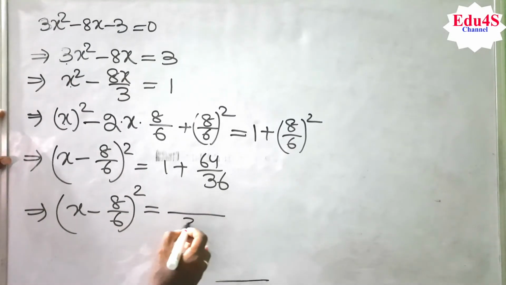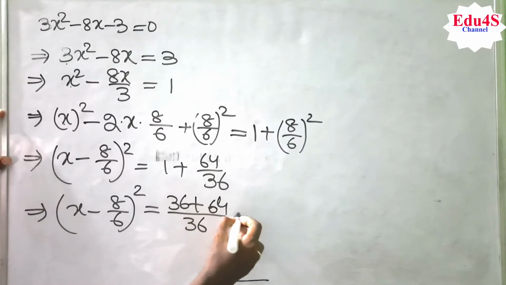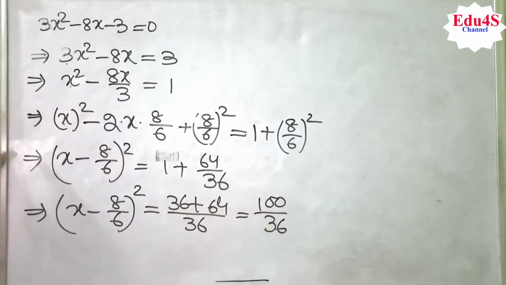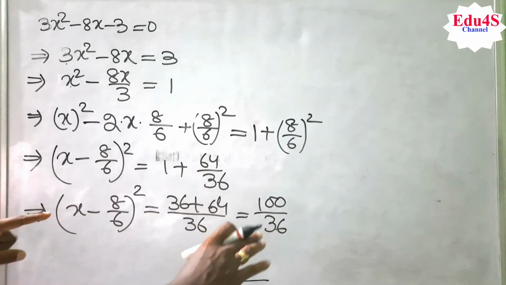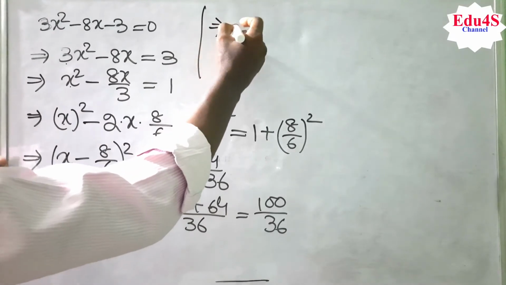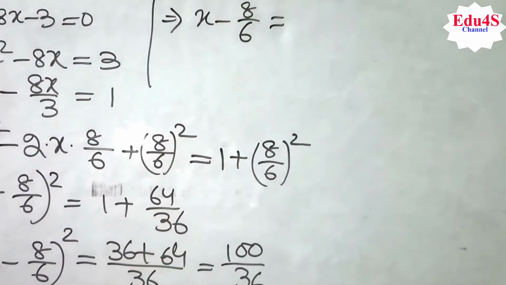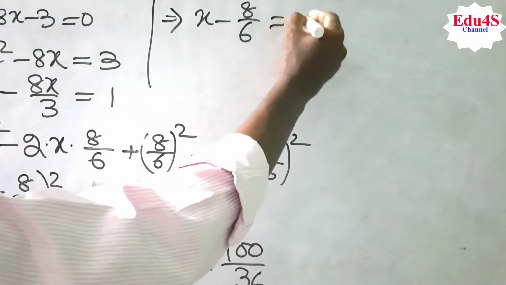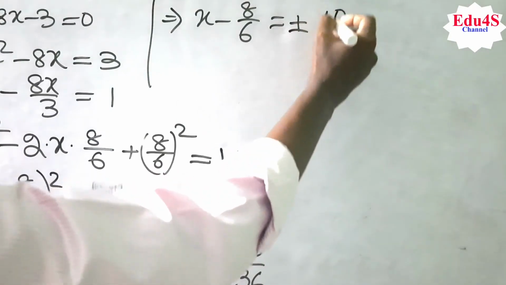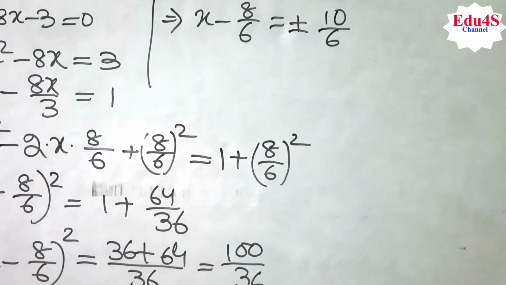Take the LCM 36. So it will be 36 plus 64. So what will the value be here? It will be 100 by 36. Clear? Then take the square root on both sides. So what will we get here? I will write x minus 8 by 6 is how much here? Since you are taking square root, you will write plus minus. The square root of 100 is 10, and the square root of 36 is 6. So this is our right hand side.